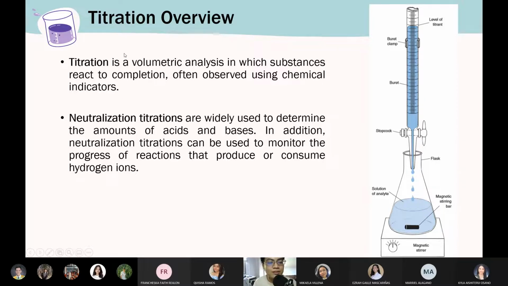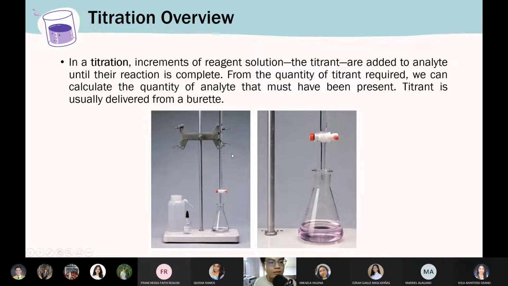Anyway, the common type of titration, especially for college students, is the neutralization titration, wherein you react your acids and bases so that they can form neutral products. So it is governed by acid-base reactions. And that's what we'll discuss, the neutralization titration.